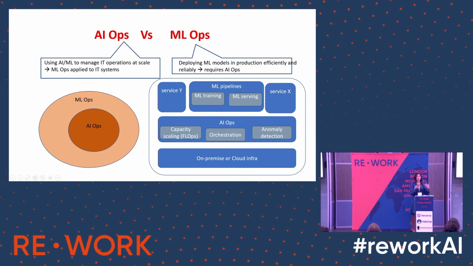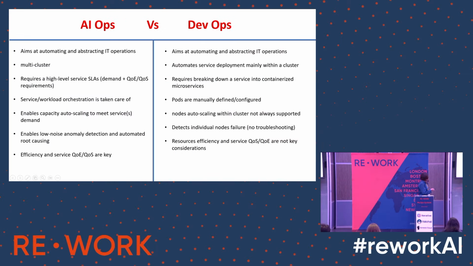At the same time, AIOps allows deploying an ML model in production. Basically, you would need a level of intelligence to be able to distribute ML workloads, whether these are training workloads or serving or inference workloads, in a given infra. And this is where AIOps is needed. Now, AIOps versus DevOps: there are many similarities. The main similarity is that the goal is to automate and abstract IT operations. But the way they operate is quite different.